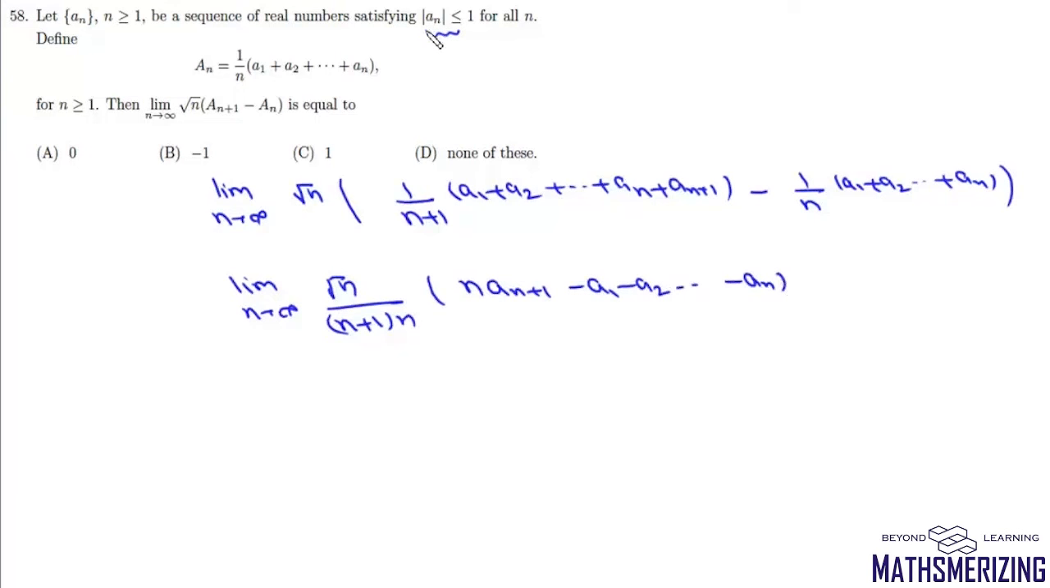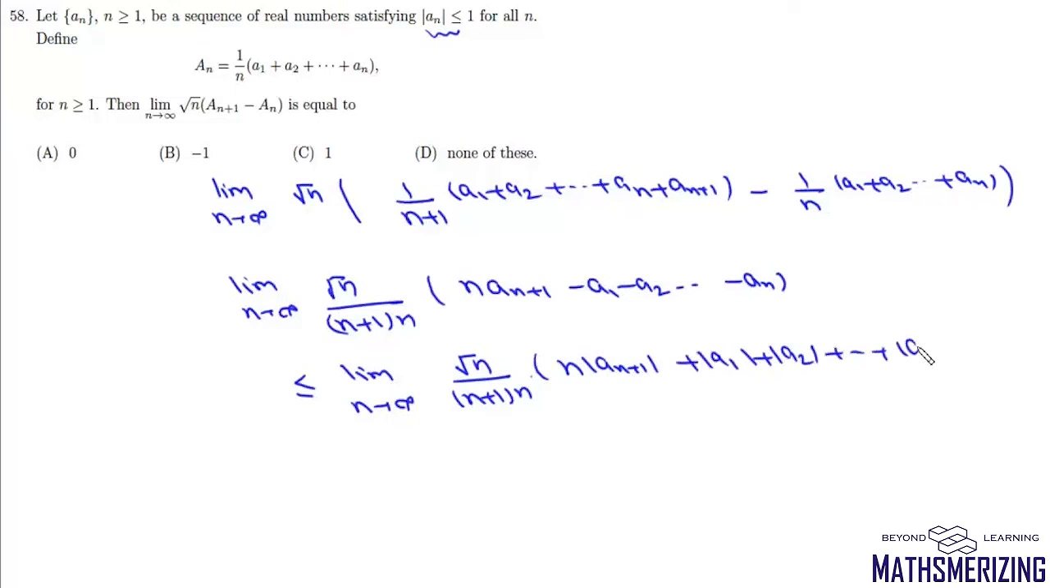Now we know that for any an, its modulus is always less than or equal to 1. So we can say this limit is less than or equal to the limit as n tends to infinity of √n upon (n+1)·n, and here we can write this as n|a(n+1)| + |a1| + |a2| + ... + |an|. Now the maximum value of any an is 1, so we can write this as less than or equal to the limit of √n times, now this is n, and then the maximum value for each is 1, so it will be 1 + 1 + 1 up to n, upon (n+1)·n.